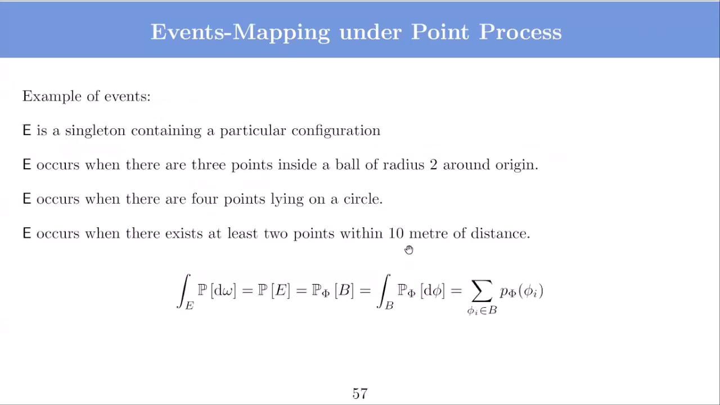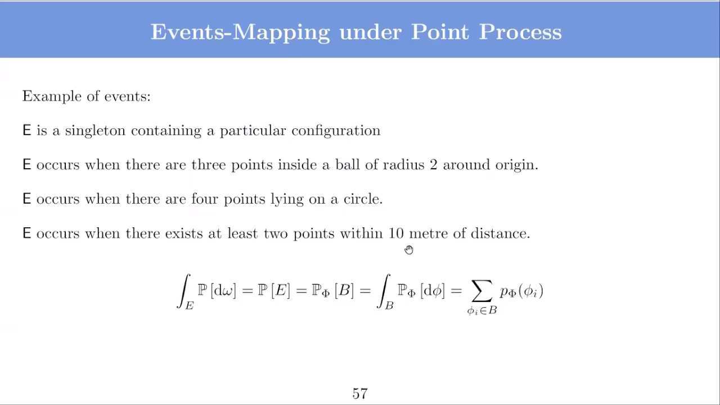So these are other examples of events. E is a singleton containing a particular configuration. E occurs when there are 3 points inside a ball of radius 2 around the origin. That's describing a property, but again it is a collection of different configurations. E occurs when there are 4 points lying on a circle. E occurs when there exist 2 points within 10-meter distance. These are all properties which describe a particular set of configurations of points.